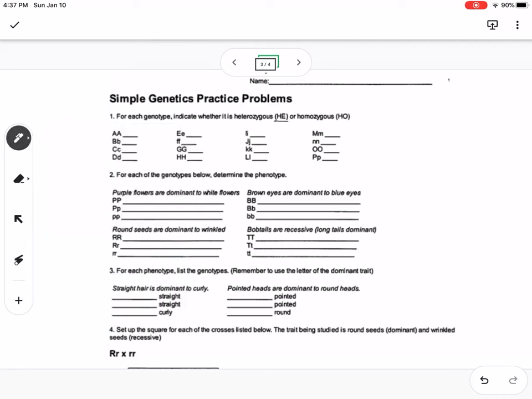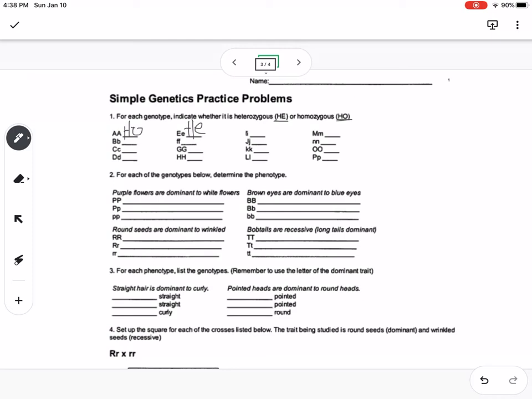Remember, heterozygous is one big, one little, and homozygous is both the same. It could be homozygous dominant or homozygous recessive. So big A, little a is going to be homozygous. Big E, little e will be heterozygous. That one's hard to read on the computer.